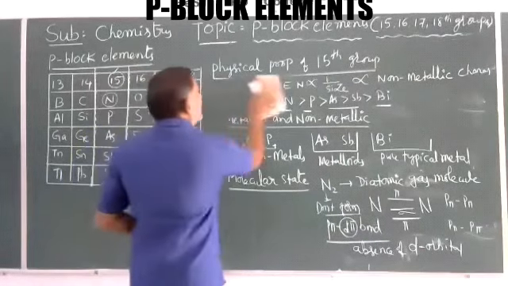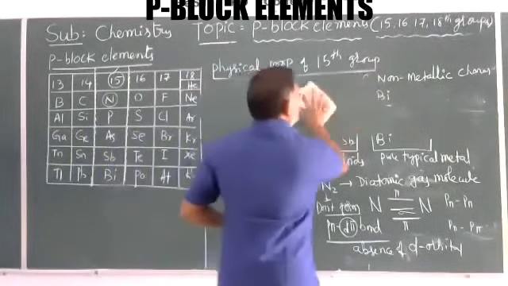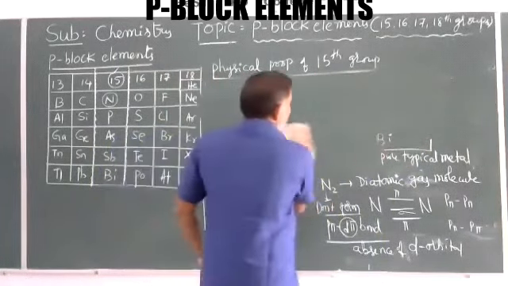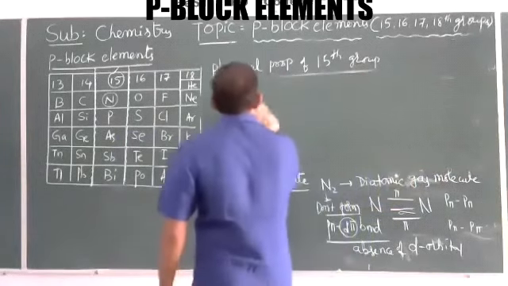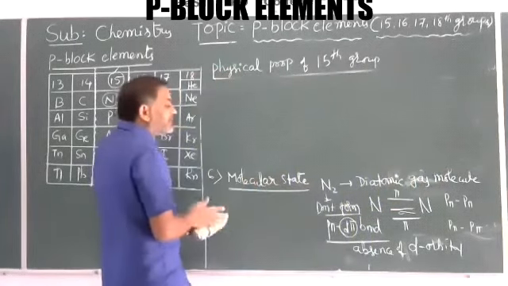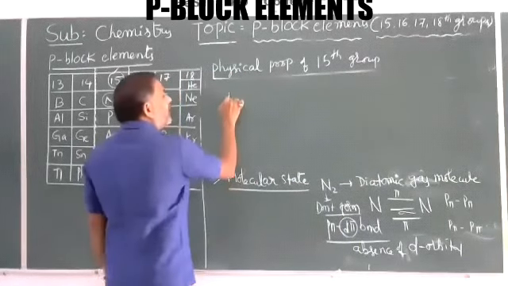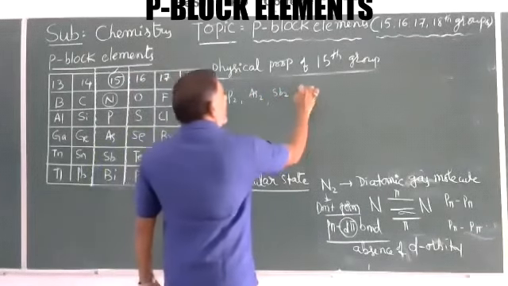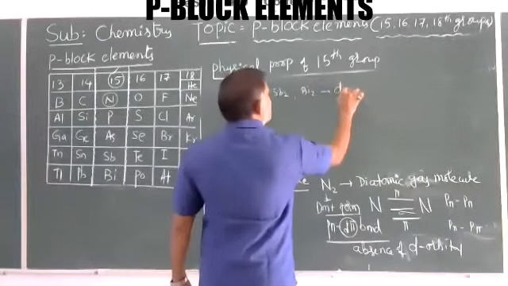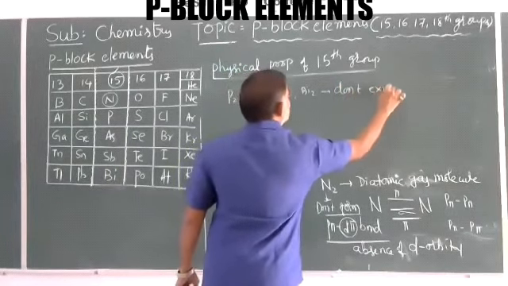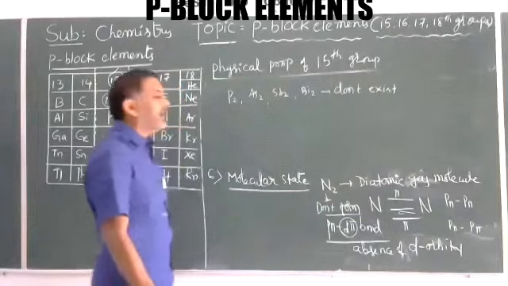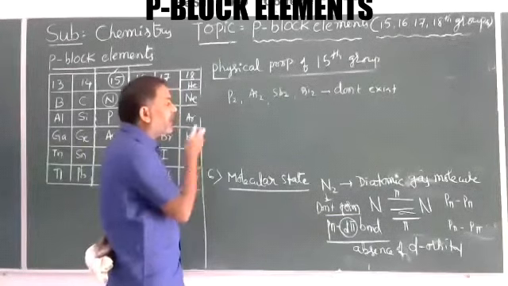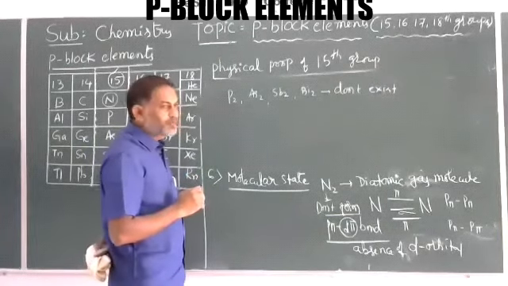The remaining elements of the 15th group do not exist like this in the molecular state, as P2, As2, Sb2 and Bi2. Nitrogen exists as N2. Why do P2, As2, Sb2 and Bi2 not exist?